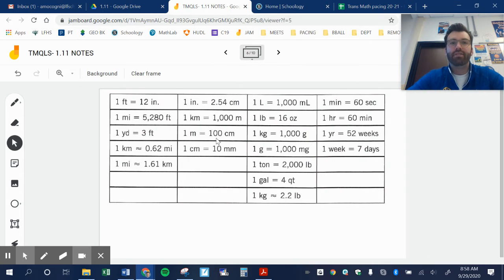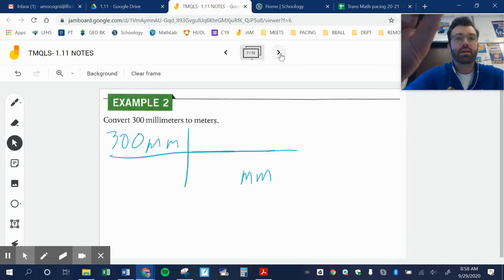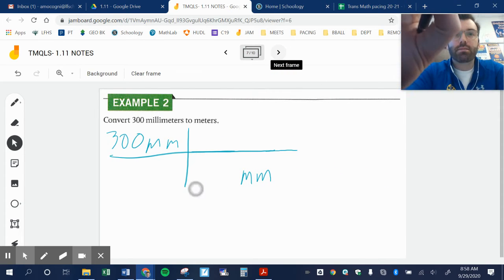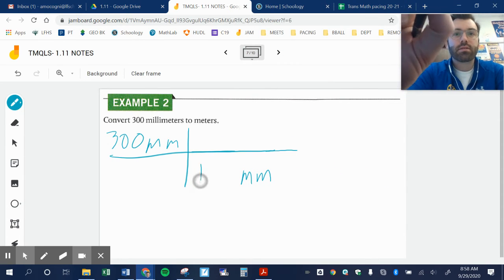So I find millimeters on my chart here. I notice that there's not a direct line from millimeters to meters, but there's a connector. If I go from millimeters to centimeters, centimeters can go to meters. So we have to do a double conversion. I want to go, if I saw that correctly, 10 millimeters is 1 centimeter. So I've got 10 millimeters for 1 centimeter.